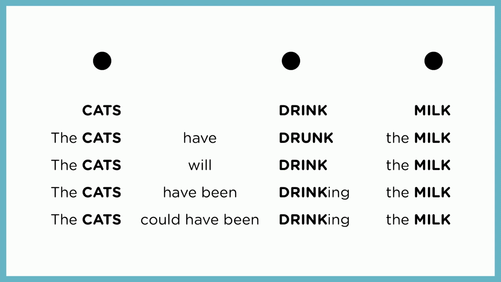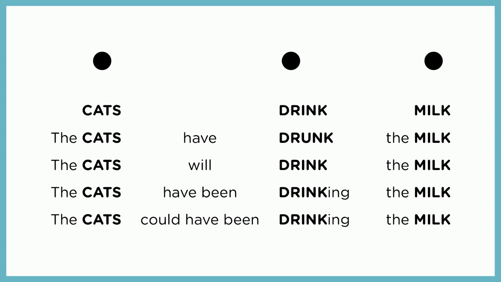All right, you ready to try one? Yeah, let's do it. Give you a beat? Yep. Or do you want to do the beat yourself? I'll do it. Okay. Cats drink milk. The cats have drunk the milk. The cats will... What? The cats will drink the milk. Yeah. You just do the three beats. I'll clap for you.